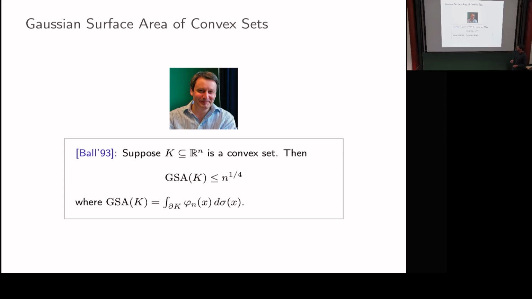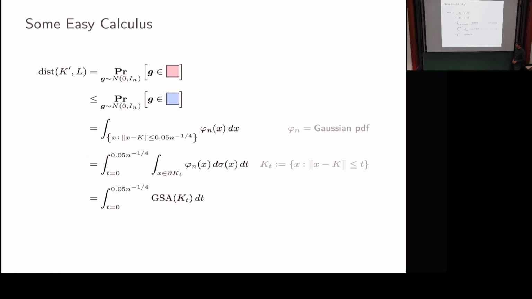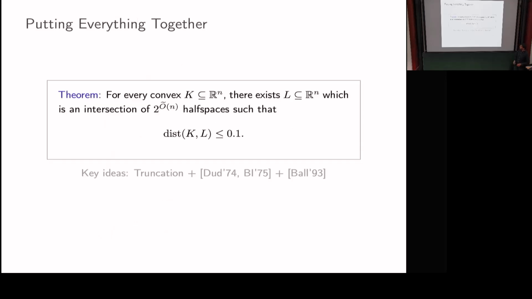But you take this result of Keith Ball and you plug this in, and it tells you that you're integrating n to the 1/4 over an interval of width 0.05 times n to the minus 1/4. So this is at most 0.05. Just putting everything together, you truncate, you use this off-the-shelf result for Hausdorff distance approximation by Dudley, and you use Keith Ball's bound on Gaussian surface area, and you get that 2 to the O tilde n half spaces are enough to approximate any convex set under the Gaussian distance.